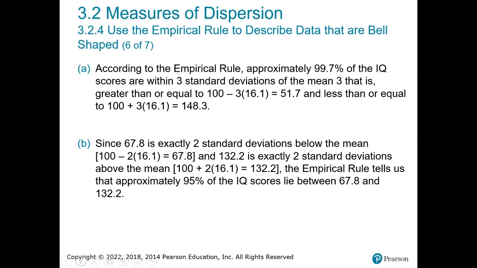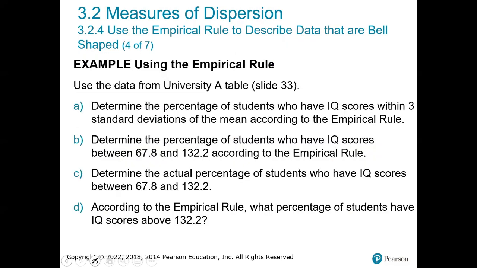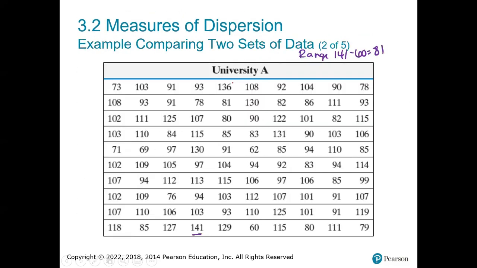Okay, so now here's where it gets fun, or maybe not so much. They want us to calculate the actual number that fall between there. So I'm going to go back to the University A data. So we want to find out how many actually are between 67.8 and 132.2. So yes, yes, yes, yes, no, yes, yes, yes, yes, yes, yes, yes, yes.